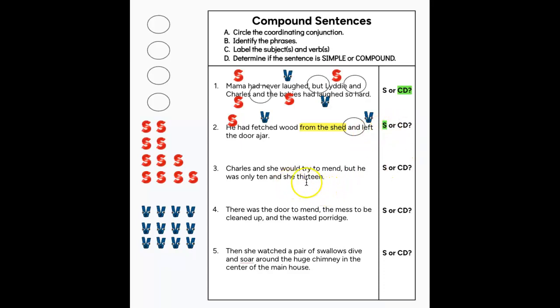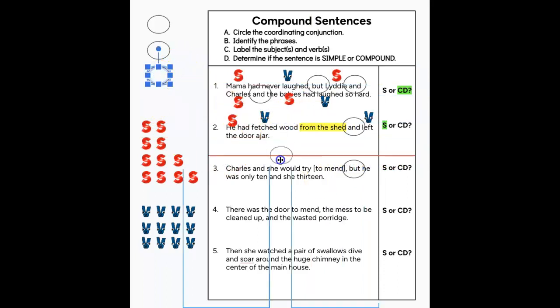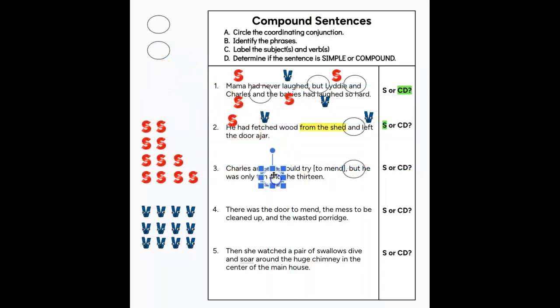Number 3, Charles and she would try to mend, but he was only 10 and she 13. I see an infinitive here, to plus a verb, to mend. So I'm going to put brackets around it. And I see, again, two conjunctions, comma, but, which tells me it might be compound, and then and, which I know that one will not be.